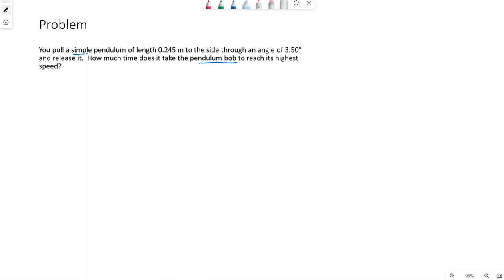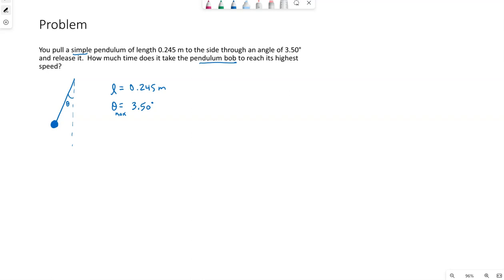So again, they've told us we have a simple pendulum. That means a string of negligible mass, and all the mass is concentrated at the end. We've pulled it through a very small angle, 3.5 degrees, and release it, and so it will swing back and forth. We know the length of this string is 0.245 meters. This angle is the maximum angle, 3.5 degrees. And we want to know how much time it takes for this pendulum bob to reach its highest speed.